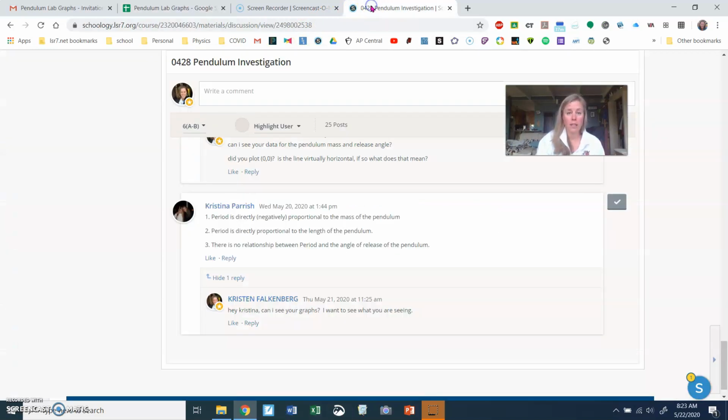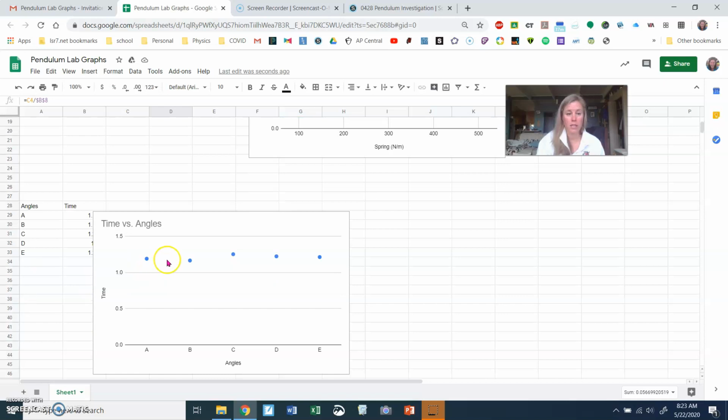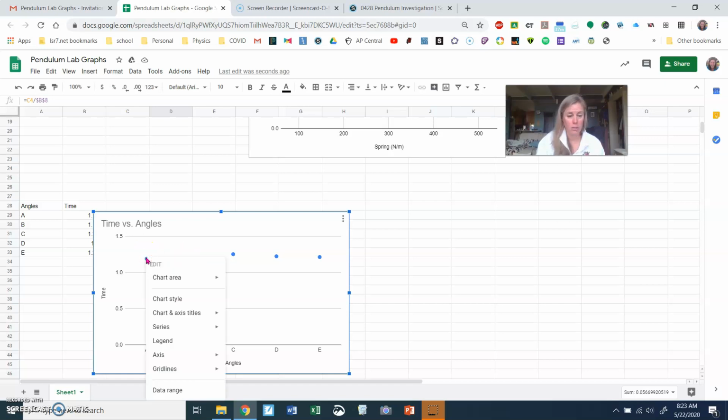So let's go back here. Directly proportional to the length of the pendulum, meaning you think it's linear. So let's look at linear. That's time versus angle. You said it doesn't impact it, and I'd say you are correct. Look at that. If I were to, oh, I forget how to add in this stuff.